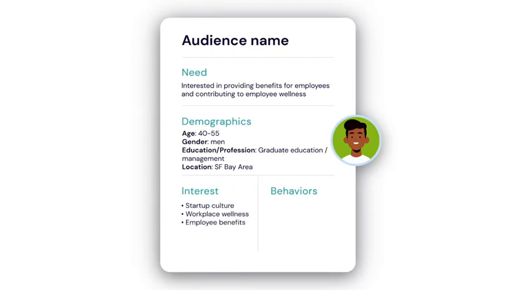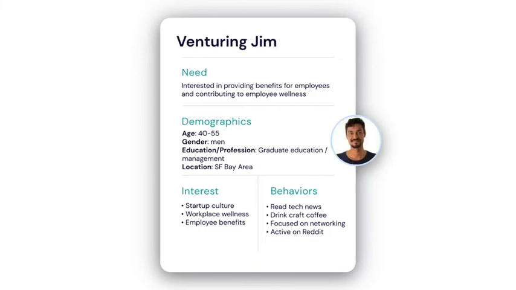In terms of interests, James believes that his potential clients are interested in startup culture, workplace wellness, and employee benefits. In terms of behavior, he characterizes his audience as reading tech news publications, craft coffee aficionados, and focused on networking. He also found that his target is active on Reddit. James then pictured a fictitious person to represent his target. He added this picture, and he called the persona Venturing Jim.